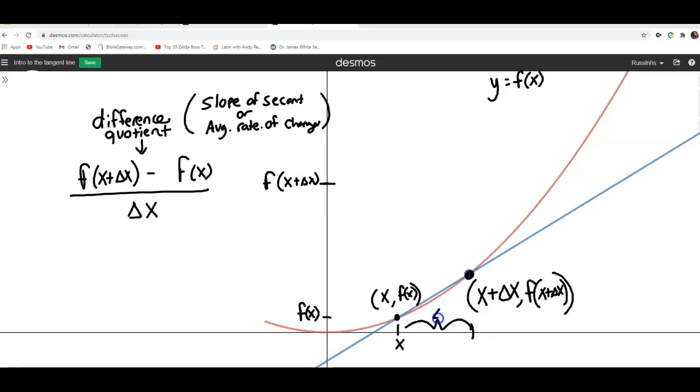My delta x is much shorter now. See how small that distance is? The formula still works. It's just that now the delta x is smaller. The distance between the two points has shrunk.